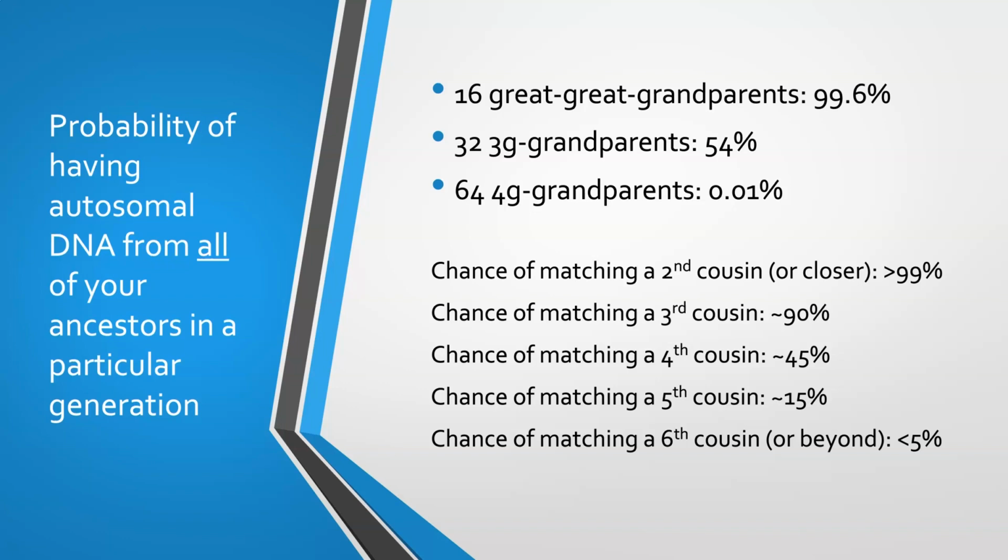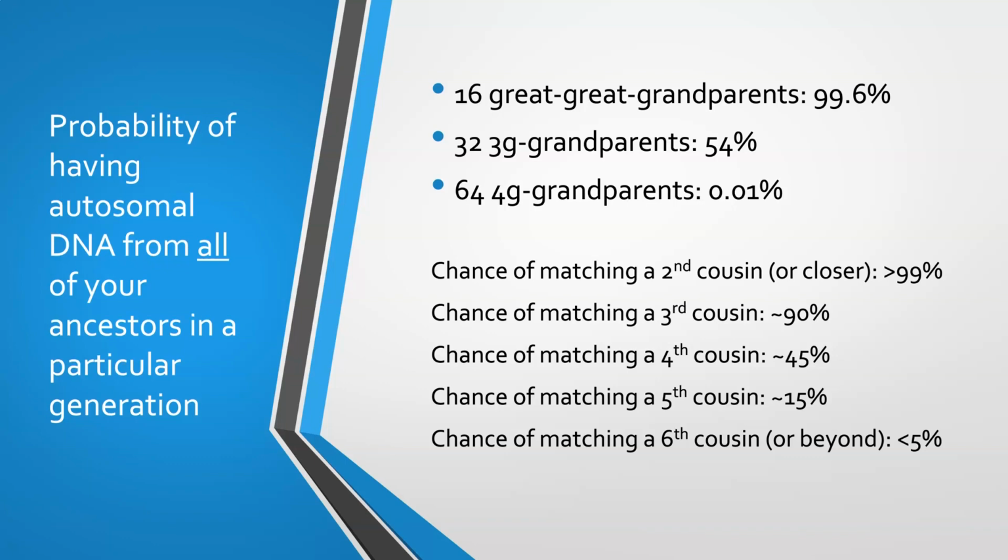So let's talk about the probability that you will match some DNA with one of your, let's say, second cousins or closer. The answer is it's almost certain. You and your second cousins will share some DNA. But what if we talk about third cousins? It turns out that there begins to be a probability that some among all your third cousins will not share DNA with you. They didn't get the same DNA from your common ancestors with them. As we go to fourth cousins, that probability goes down to 45%. As we go to fifth cousins, down to 15%. And as we get to sixth cousins or beyond, it's less than 5%.